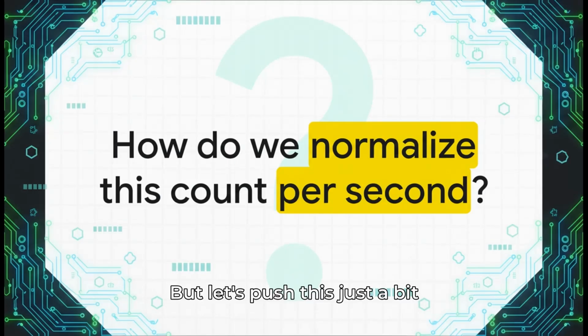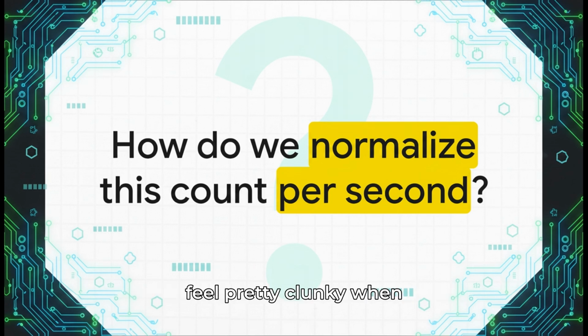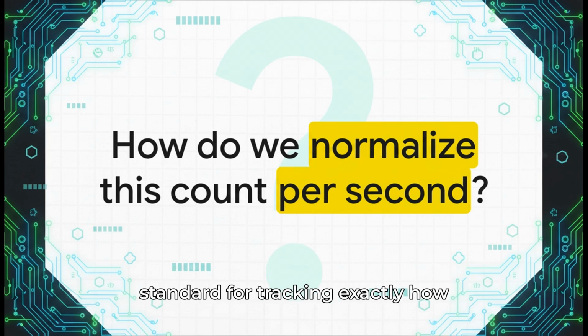But let's push this just a bit further. We have the count per minute, but how do we normalize this per second? And why does that even matter? Well, per minute counts can feel pretty clunky when you're dealing with really fast-moving service level indicators, or SLIs. In the site reliability engineering world, measuring things per second is pretty much the standard for tracking exactly how fast you're burning through your error budget.